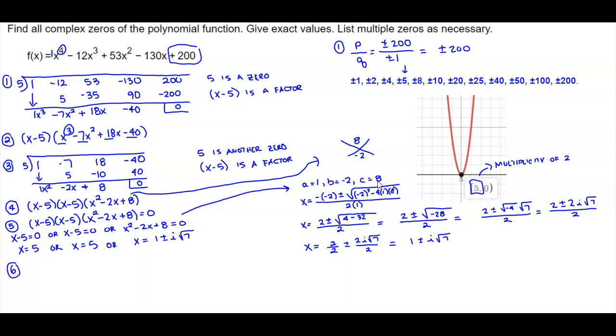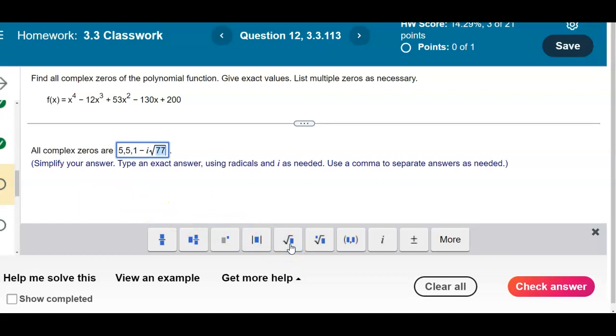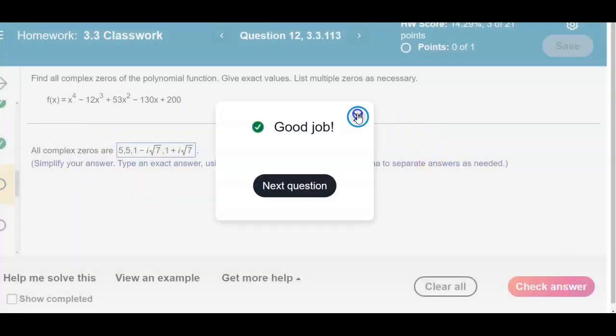So here are the zeros of the function. We have 5, 5, 1 minus i times the square root of 7, and 1 plus i times the square root of 7. Let's go ahead and take a look. Let's plug in our answers: 5, 5, 1 minus i times the square root of 7, 1 plus i times the square root of 7. Let's check our answer, and there is our result.